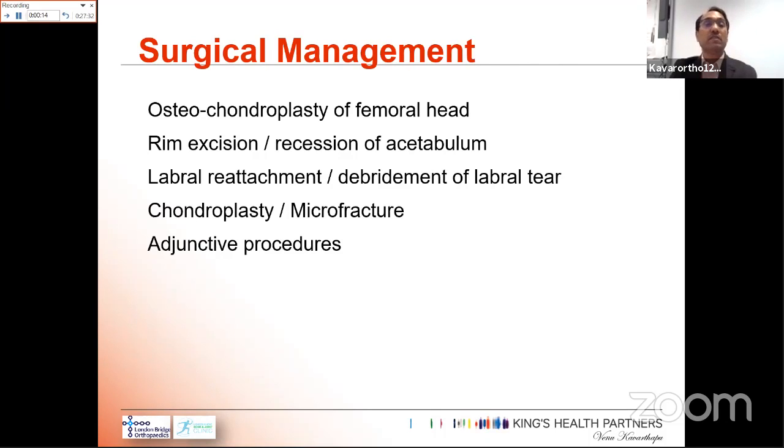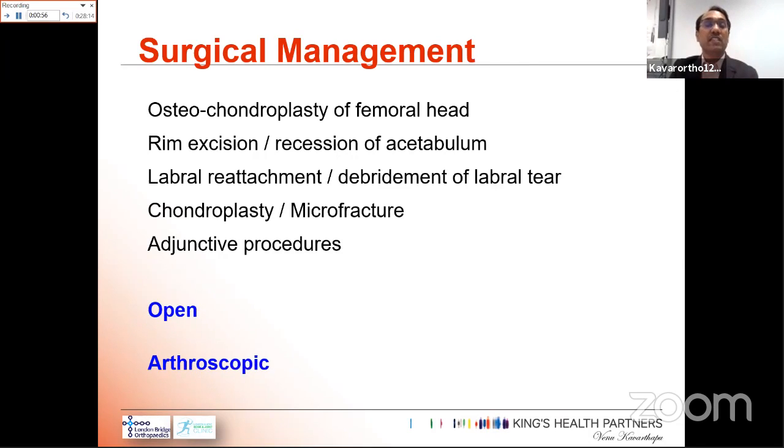So during the surgical treatment, we do the osteochondroplasty of the femoral head, meaning we correct the shape of the femoral head-neck junction to normal by removing the cam lesion. If there is a pincer lesion, we do rim excision and recess the acetabular rim. If there is a labral tear or detachment, we debride the tear and reattach the labrum. If there is chondral damage or chondral delamination, we do chondroplasty and microfracture or other chondral procedures. Or if there's ligamentum teres pathology, that can be addressed, or if there are loose bodies, that can be addressed, and so on.